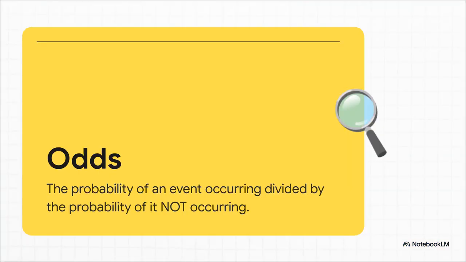Okay, first a super quick clarification. Risk and odds, they're related, but they're not the same thing. Risk, or probability, is the chance of something happening out of all the total possibilities. Odds, on the other hand, are the chance of it happening compared to the chance of it not happening. So for example, if there's a 1 in 5 chance of rain, the risk is 20%, the odds are 1 to 4.